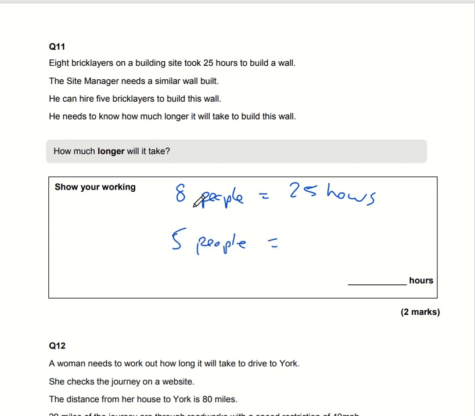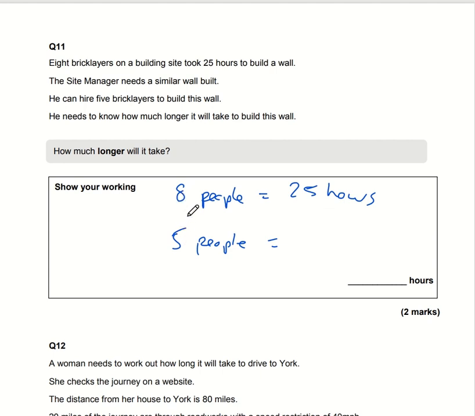Okay, so we need to think, first of all, if we've got fewer people, it's going to take longer. Just because this number's going down does not mean this number is going down. Here we're dealing with inverse proportion. As we're reducing the number of people, we're increasing the time. Now, if it had been 4 people, 4 is half of 8, so it would have taken twice as long, 50. But the problem is, well, 4 was a nice number, 5 is not a nice number.